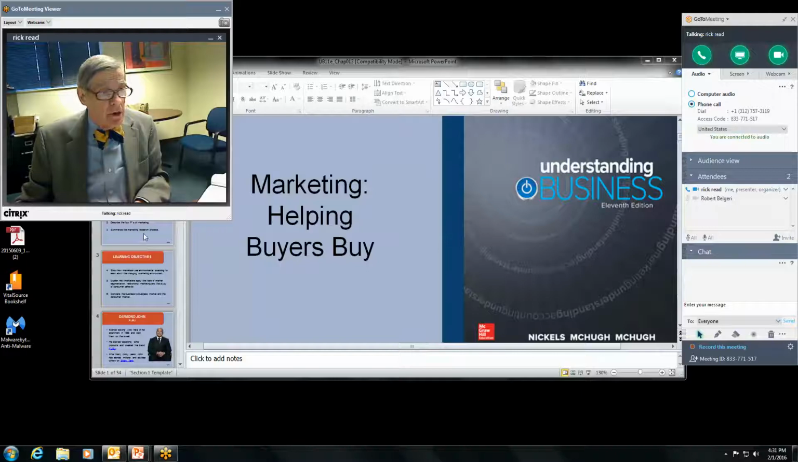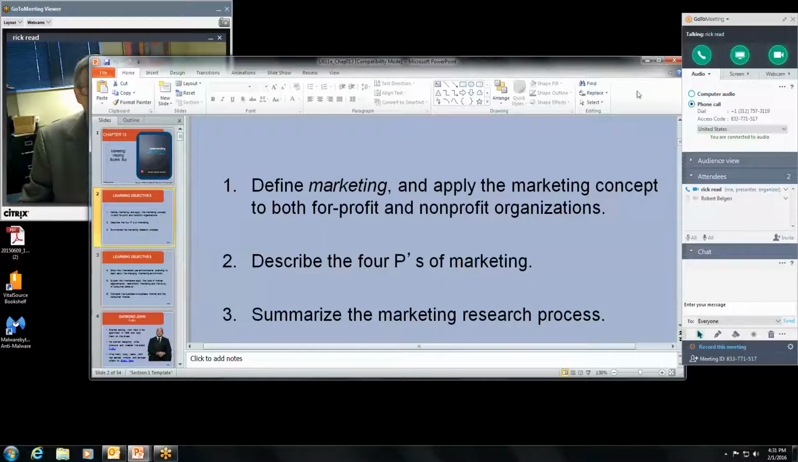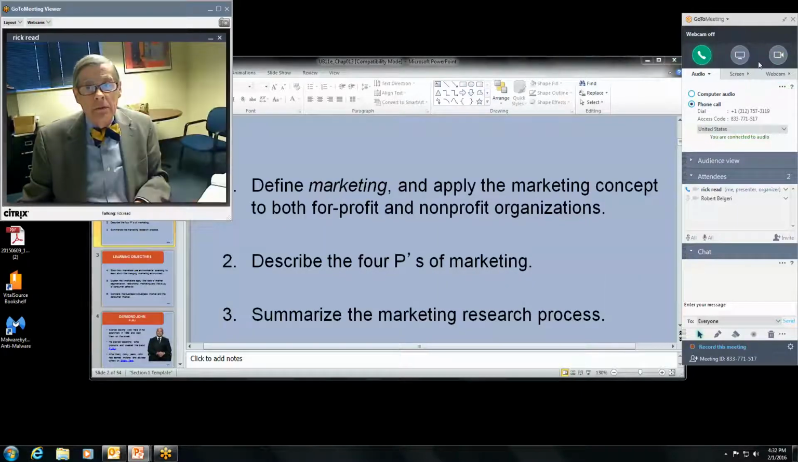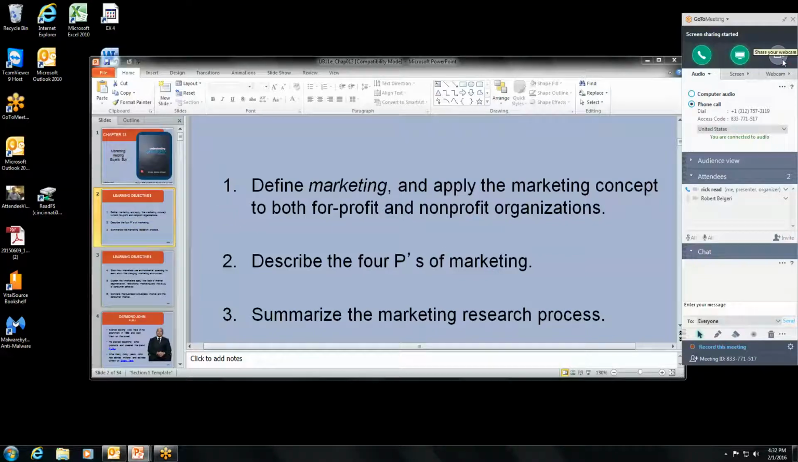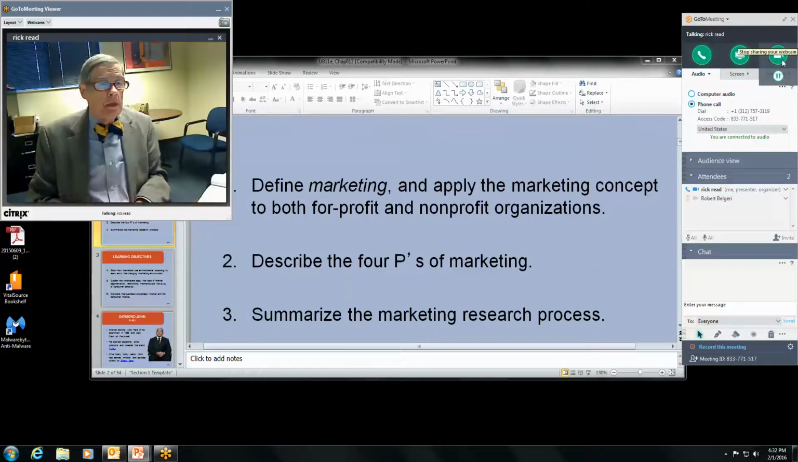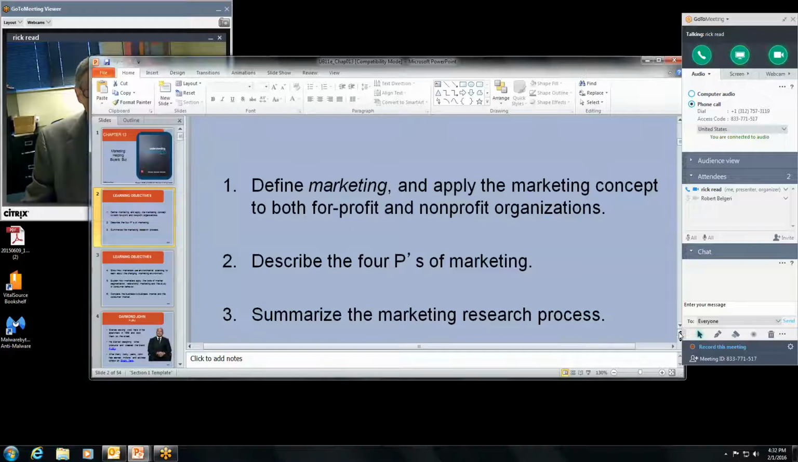So let's look at our learning objectives for chapter 13. Define marketing and apply the marketing concept to both profit and nonprofit organizations. Describe the 4 P's of marketing. Summarize the marketing research process.